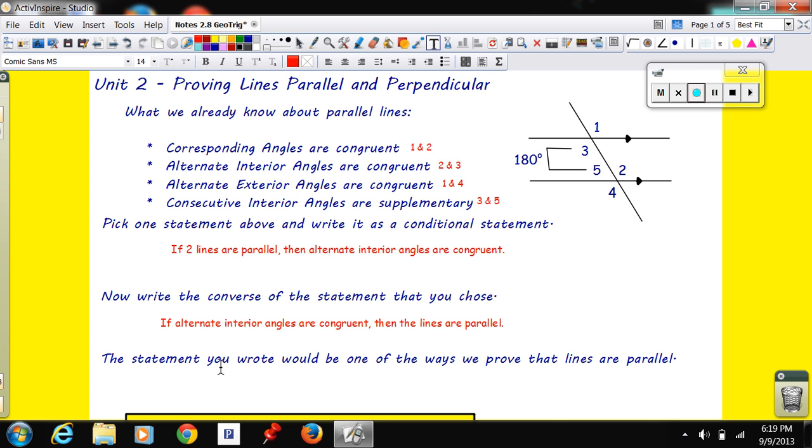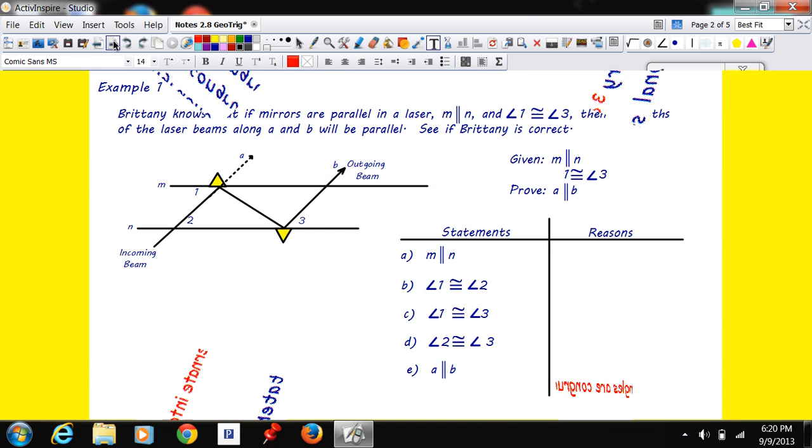And this statement we call the alternate interior angle converse. And that is one way that we can prove that lines are parallel. We could have used the corresponding angle converse, the alternate exterior angle converse, the consecutive interior angle converse. Any converse of these four statements would prove to us that the lines had to have been parallel. Let's go to the next one.